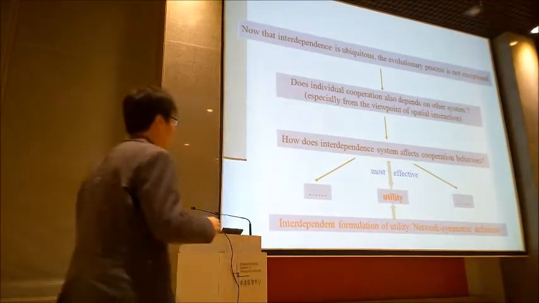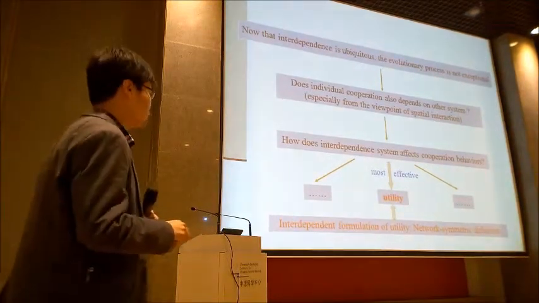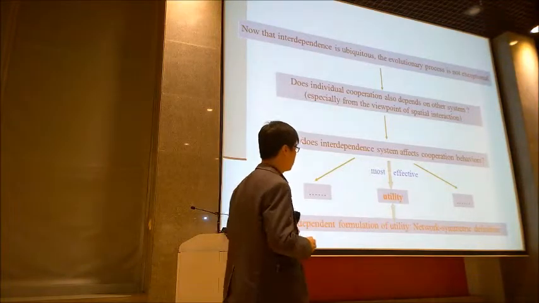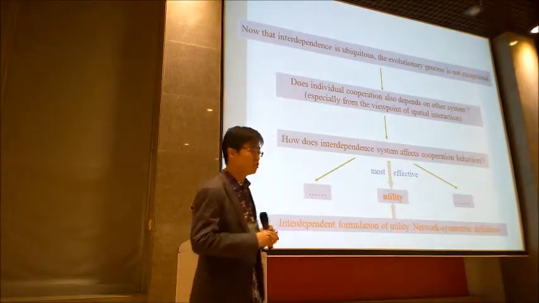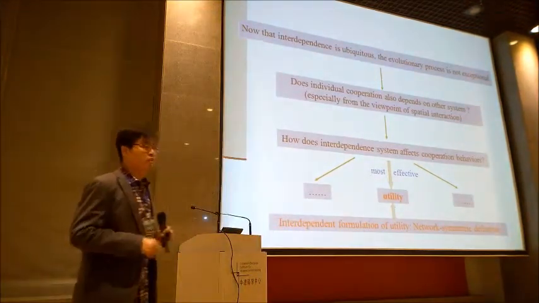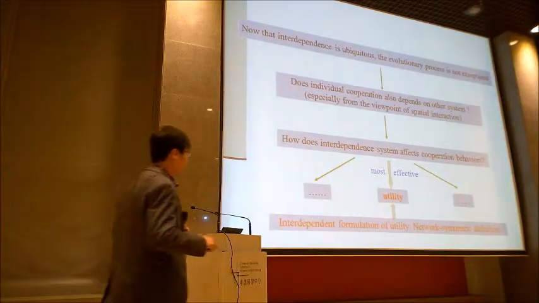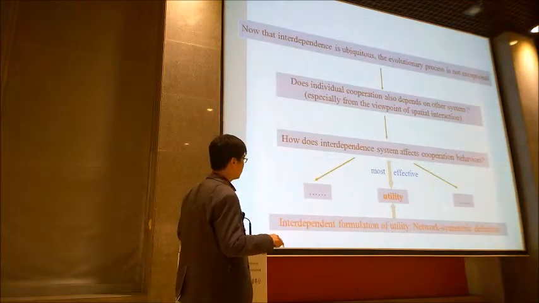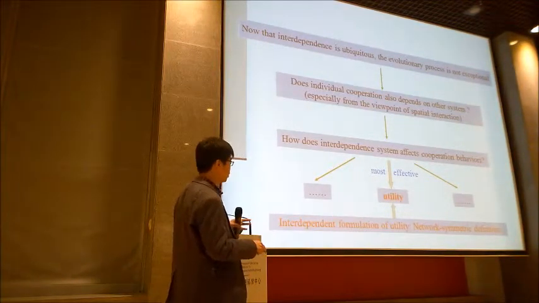Of course, there may be many approaches, but we think the most effective way is to build interdependence through the utility function, because utility is one of the basic factors in game theory. So in this presentation, I will mainly focus on the interdependent formula of the utility, in symmetric or asymmetric definitions.